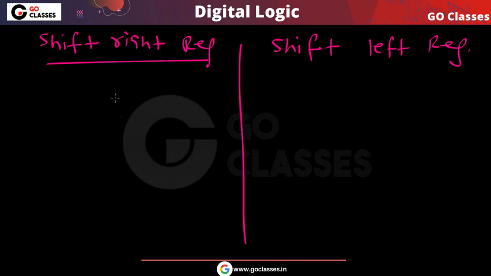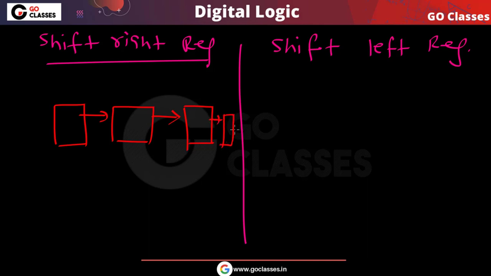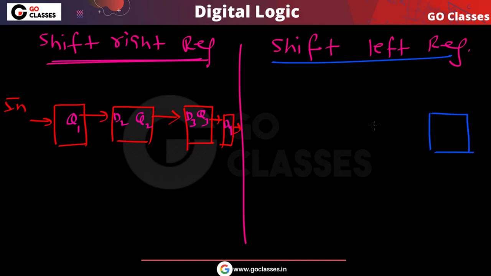In the shift right register, you can notice the output of the first flip flop is connected to the input of the second flip flop, the output of the second flip flop is connected to the input of the third flip flop, and the output of the third flip flop is connected to the input of the fourth flip flop, like this. So this is the idea of the shift right register. Now if you want to shift left, then basically you need like this. These are your flip flops.